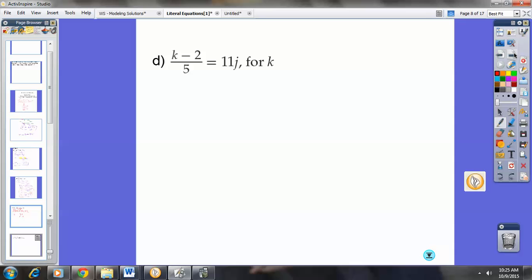Savannah, do you have a thought? Multiply by 5. Good. That's a good choice. I think I would multiply by 5 on both sides. So we have K minus 2 equals 55J. Now solve for K. What would you do next?